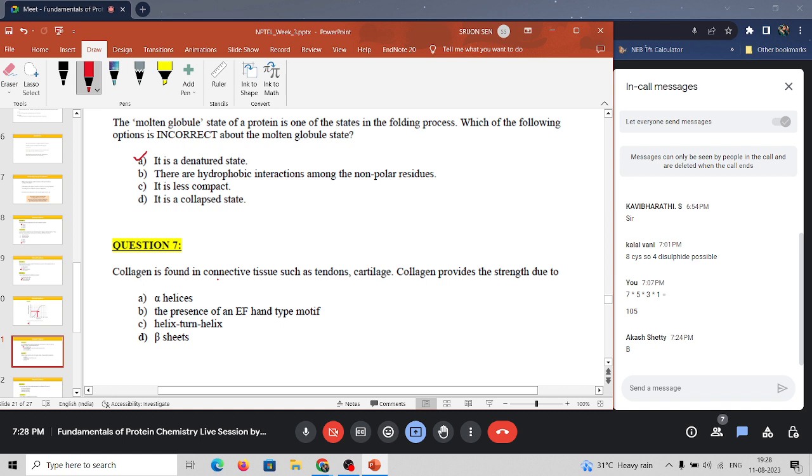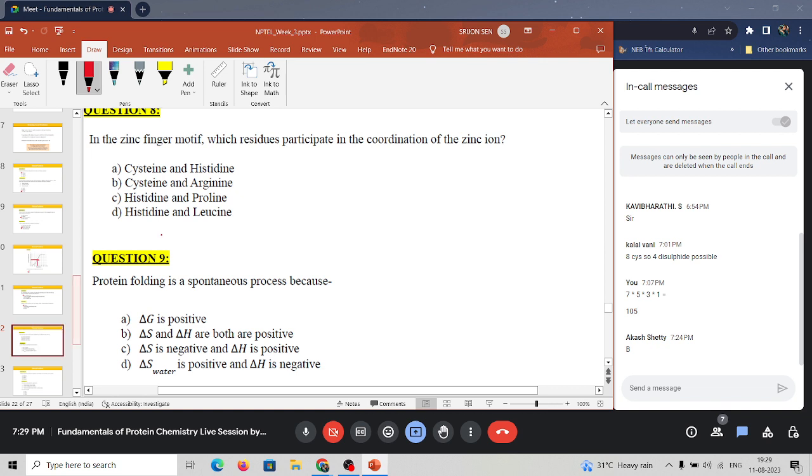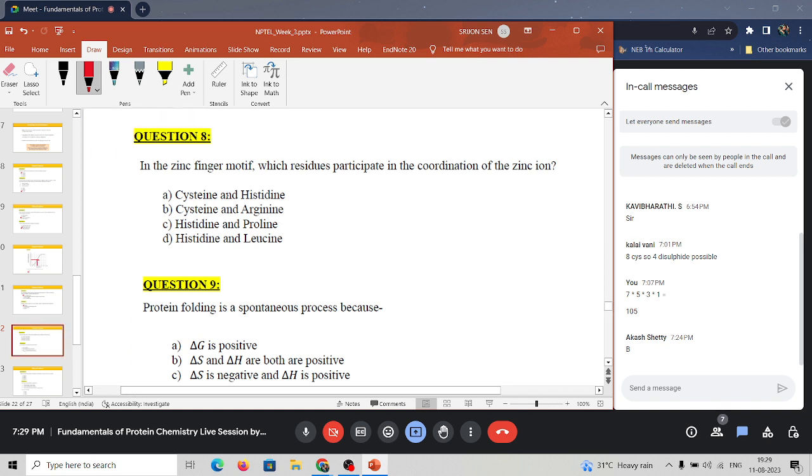And the strength of this collagen depends entirely on this alpha helical structure, because there is a triple helix that is formed, and this triple helix determines the structure of your collagen, and the fibrous protein is stable. Right, so question number 8, in the zinc finger motif, which residues participate in the coordination of the zinc ion? So which residues can form a coordination complex with your zinc ion in the zinc finger motif?